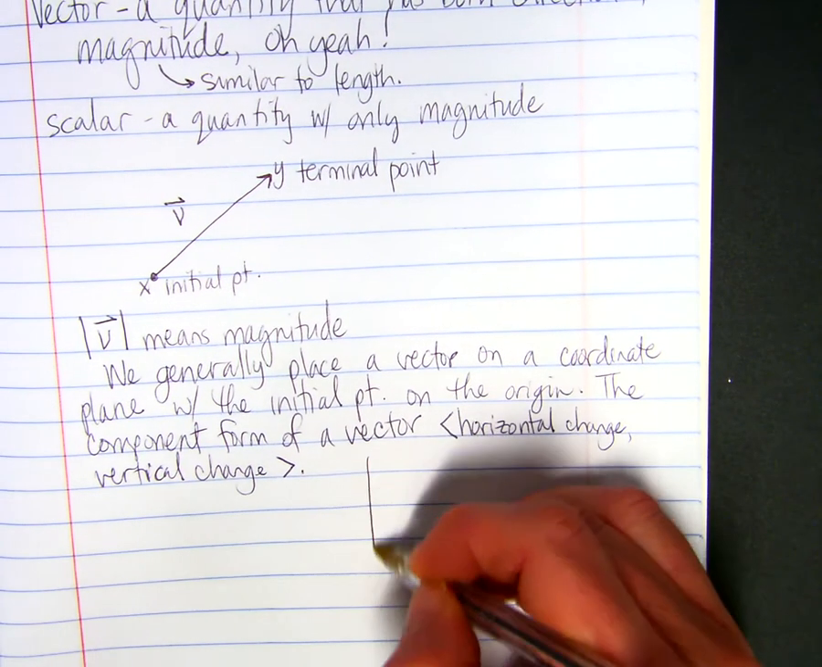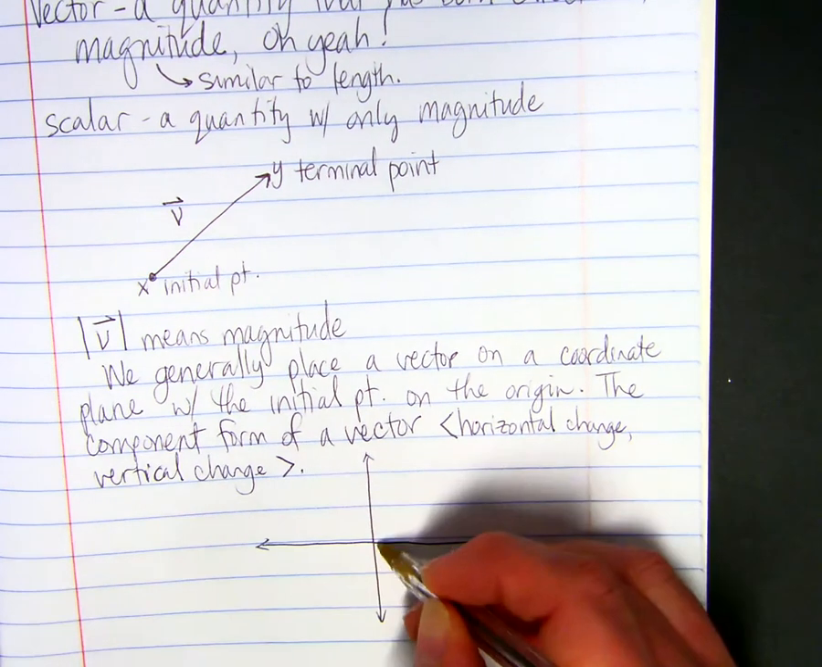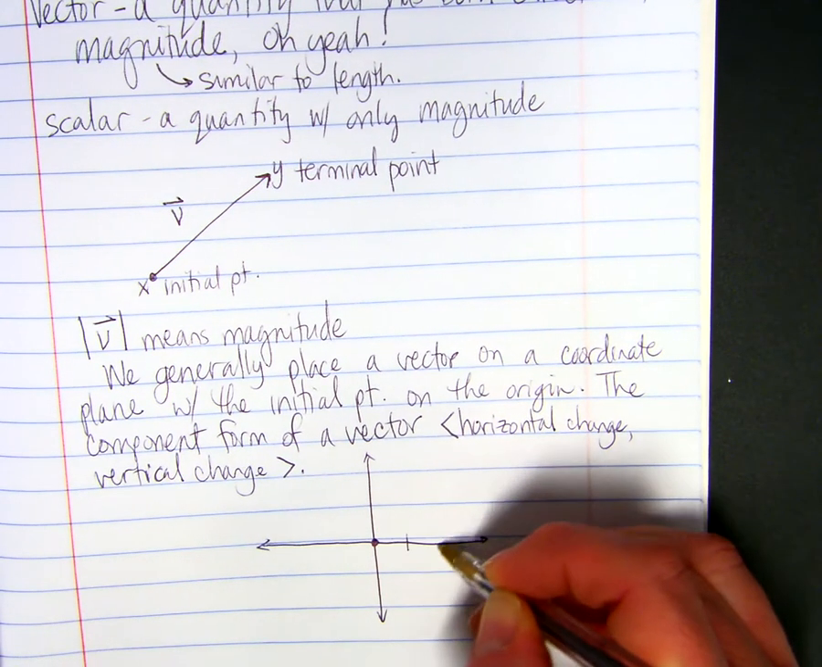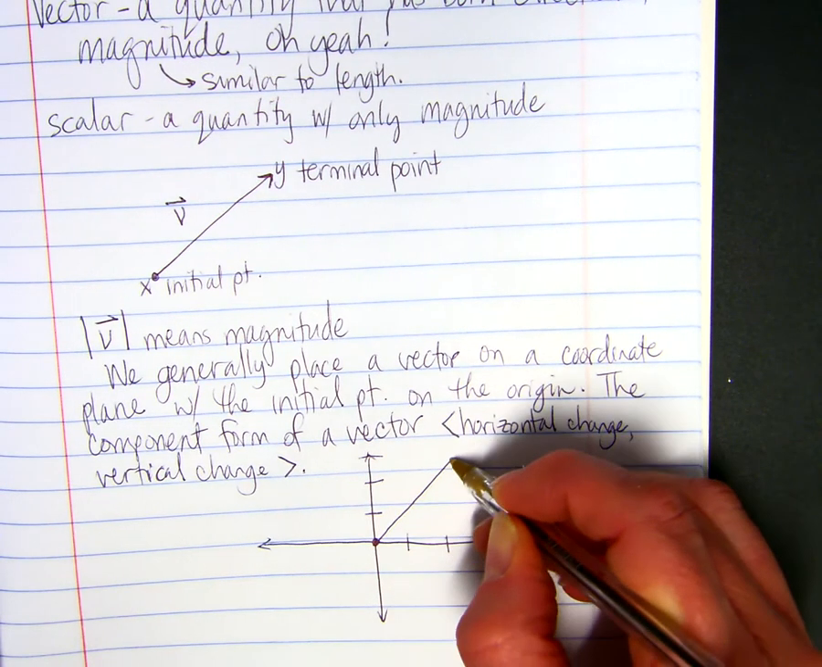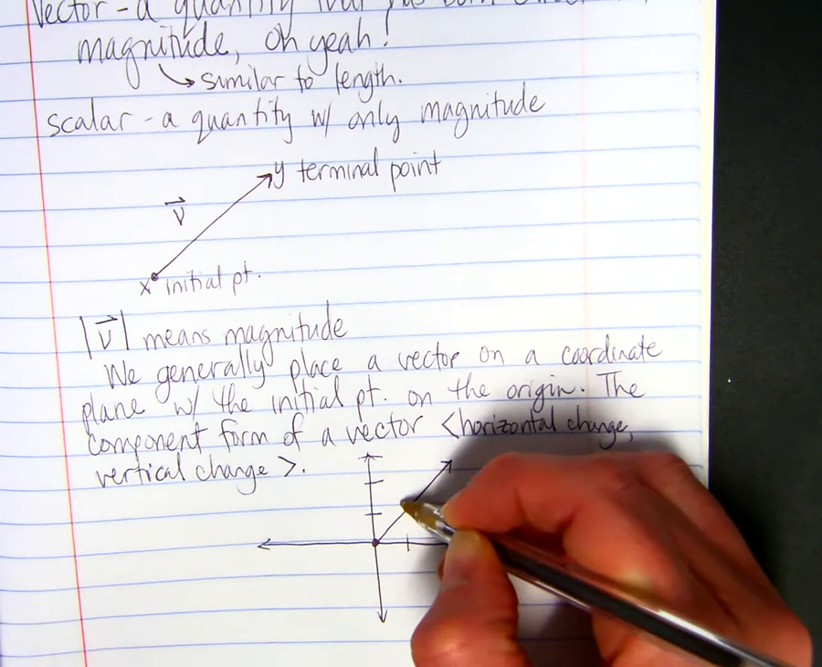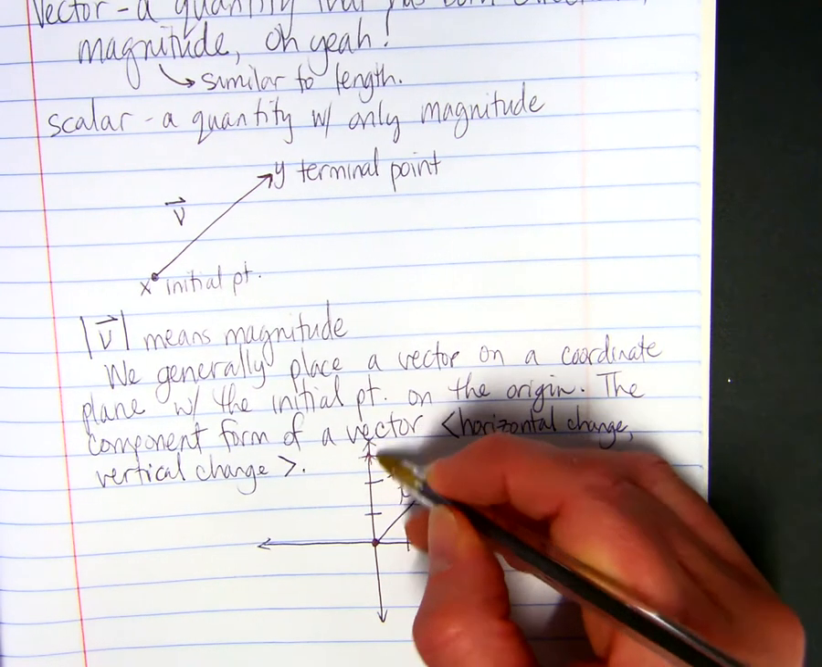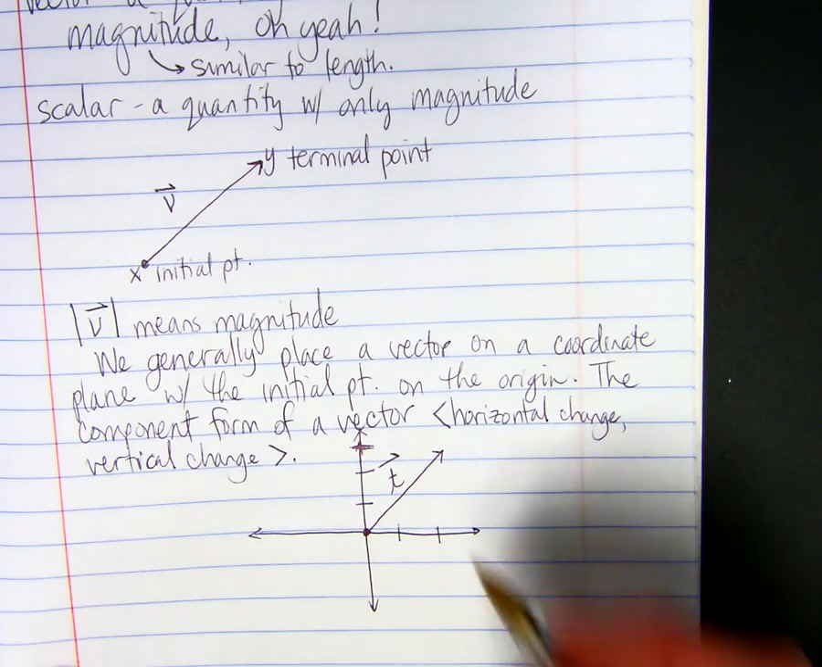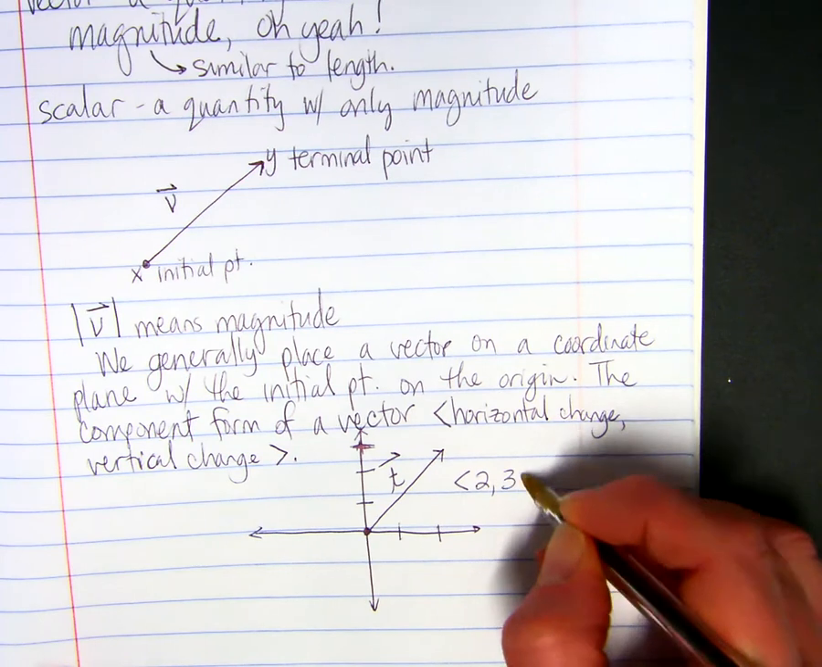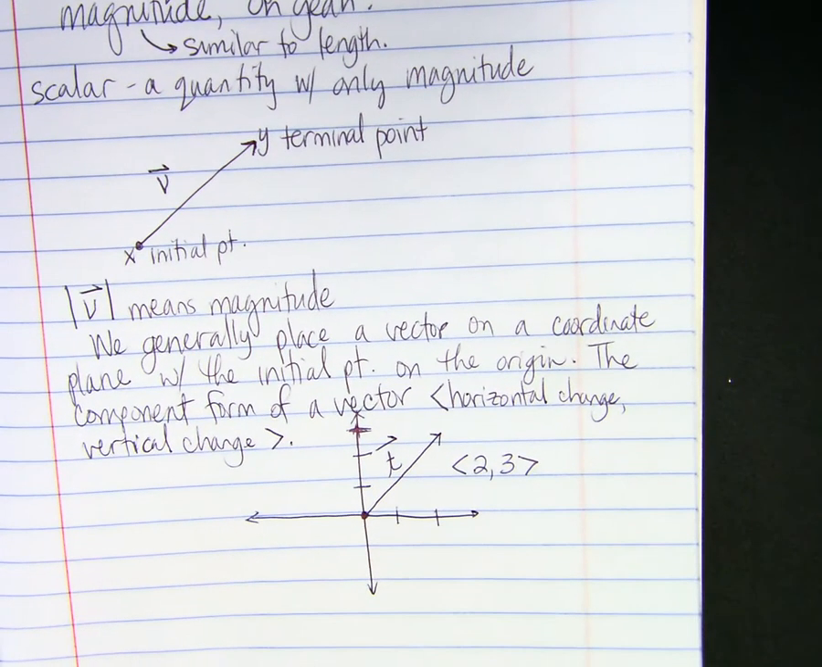Here's an example of a vector. We're going to call it vector t. The terminal point will be at 2, 3. So to write the component form, we just write 2, 3 in those little pointy brackets. It's just like writing the point.